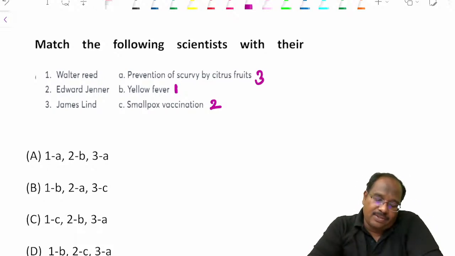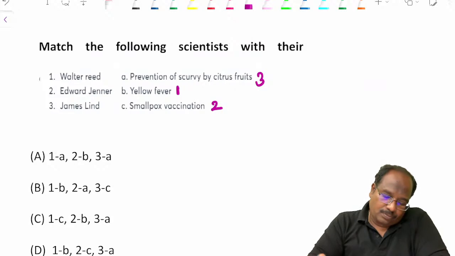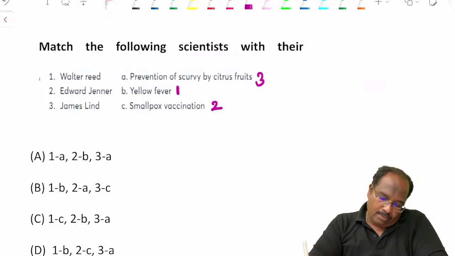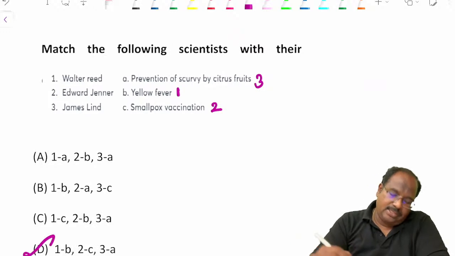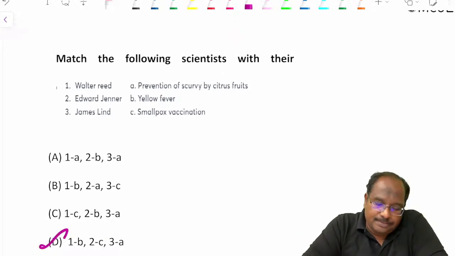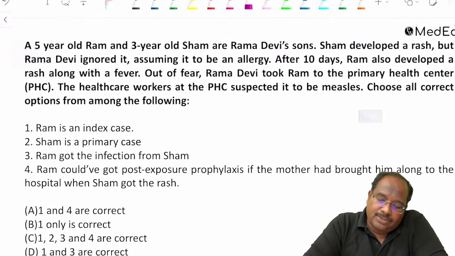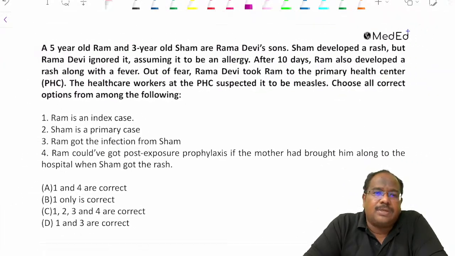So what is the answer for this question? 1B, 2C. Okay, the answer is this one, guys. Next question. Let us see the next question.